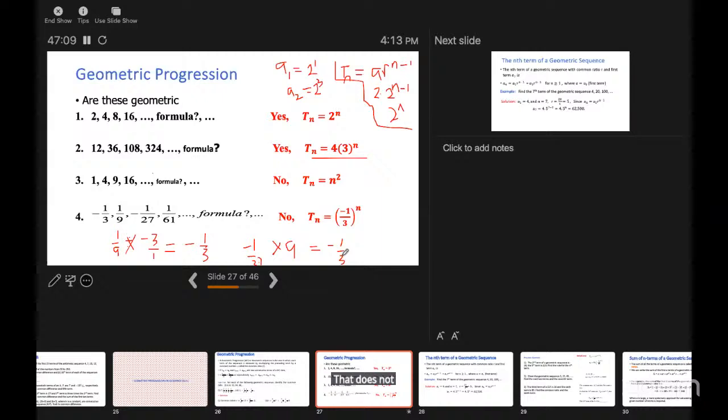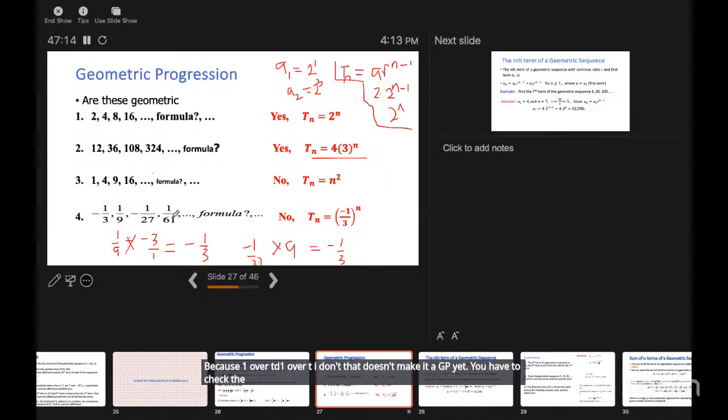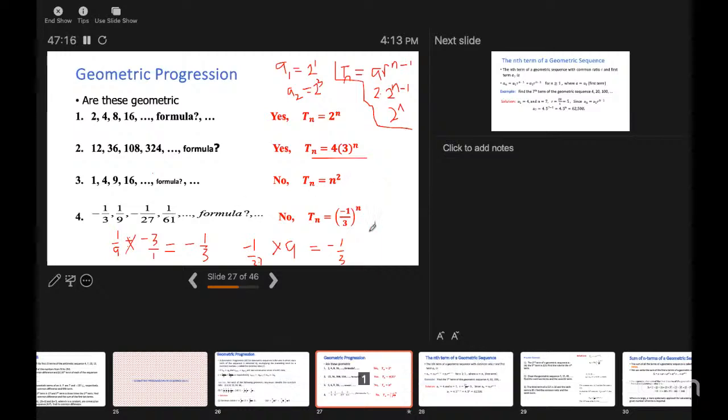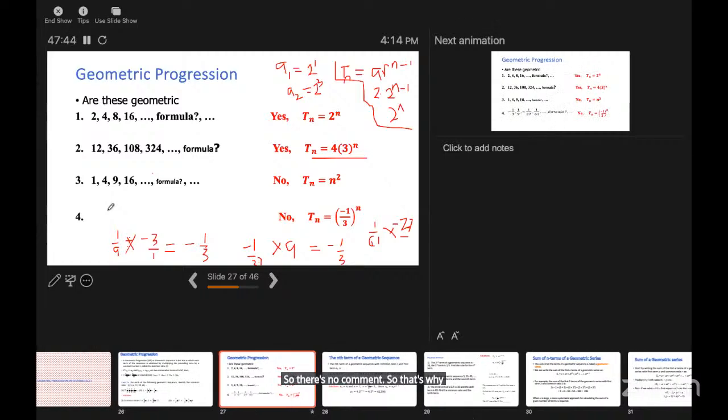That 1 over 3, 1 over 3 doesn't make it a GP yet. We have to check the third one, 1 over 81 times minus 27. Does this have a common ratio? No, sir. So there's no common ratio. That's why we say it is not a GP, because it does not have a common ratio.